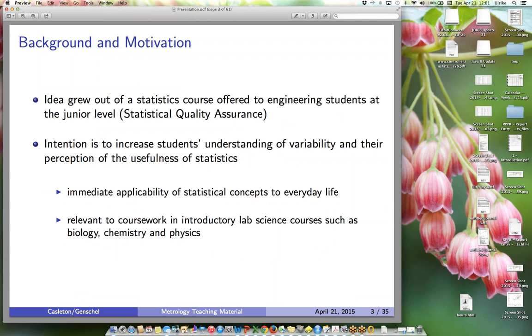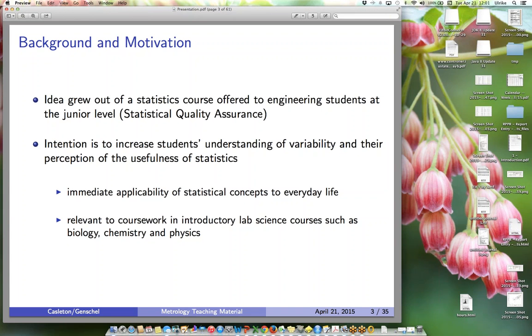So the background and motivation for this material came out of a course taught at Iowa State for junior level engineering students that had more advanced materials. And so engineering students are obviously more concerned with data quality, but we thought we could simplify this material and generalize it to a broader audience and put it into an intro stats course.